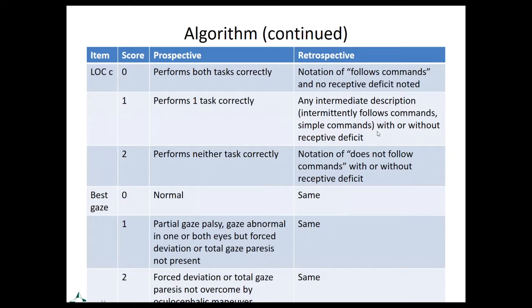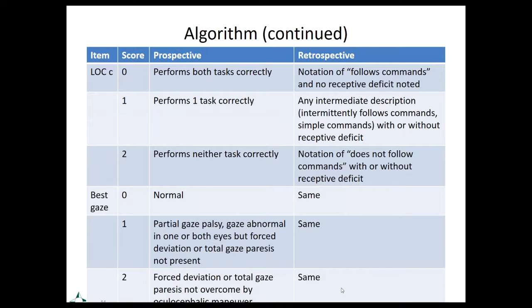And then best gaze is essentially the same retrospectively versus prospectively. And so hopefully there would be some description in the document about forced deviation or gaze palsy that would help to score this retrospectively and in a similar manner as the prospective method. So visual fields, again, if they are documented, if it says full to confrontation, then that would be scored a 0. And then hopefully there would be some documentation of either a partial or a complete hemianopia that would allow you to score this retrospectively.